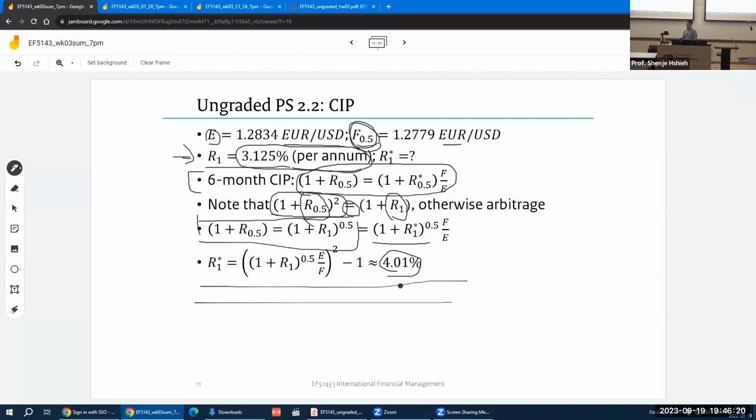Okay, so again, the trick here is understanding how to convert from semi-annual compounding to annual compounding, and being able to substitute out annual compounding interest rates with semi-annual compounding interest rates, and then you can solve for whatever parameter that you're missing.